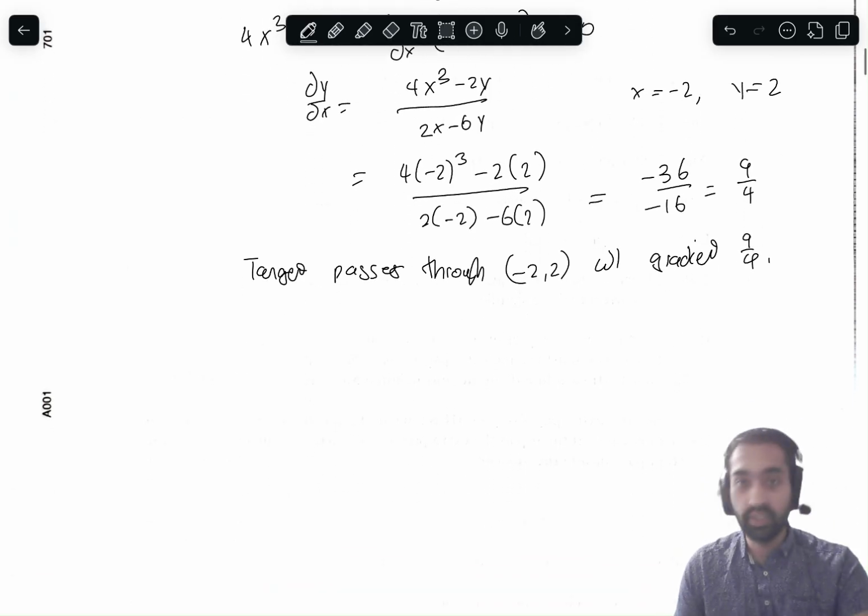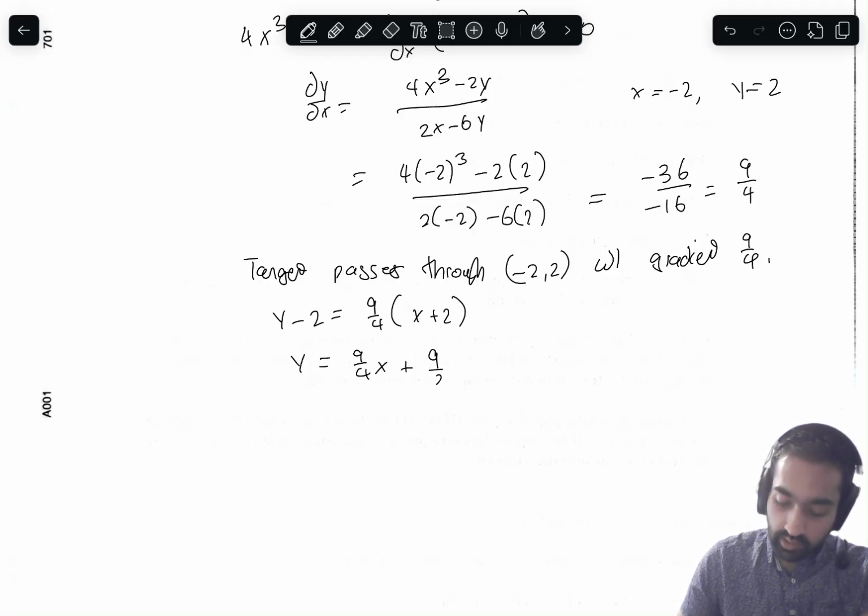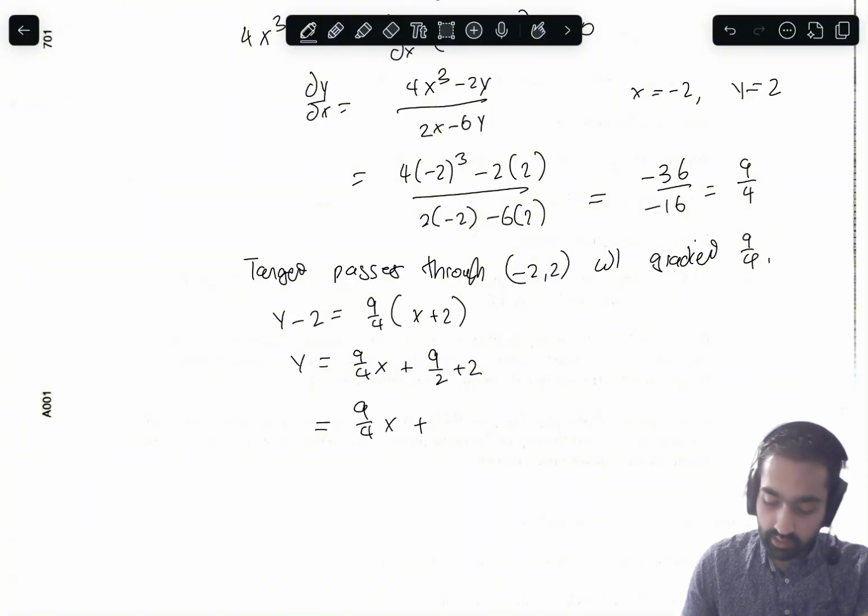So you just find the equation of the line now. You could use y minus y1 equals m times x minus x1, so y minus 2 is 9 over 4 times x plus 2. Then y is equal to 9 over 4 x plus 9 over 2 plus 2, which is 9 over 4 x plus 13 over 2.